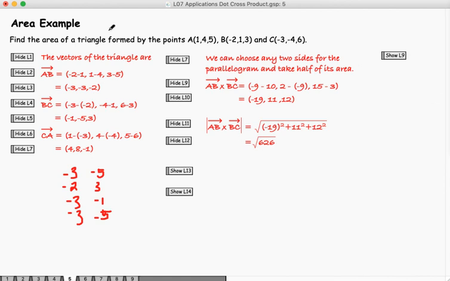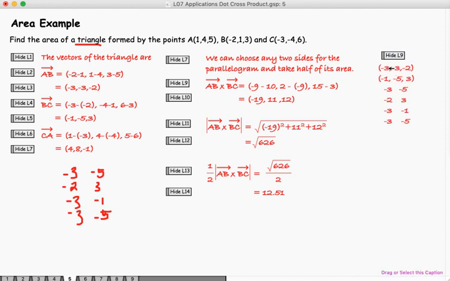Now, because we're trying to find the area of a triangle, this would be the area of the parallelogram, so to find the area of the triangle, we're going to have to take half of that. So half the magnitude of AB cross BC is going to be the square root of 626 divided by 2. That's our exact answer. And if we want to round, then we're going to round it to 12.51. And over here, I did write it down over there, but L9, in case you were wondering what's hidden behind that button, that was the cross product. That's where these numbers have come from over there.